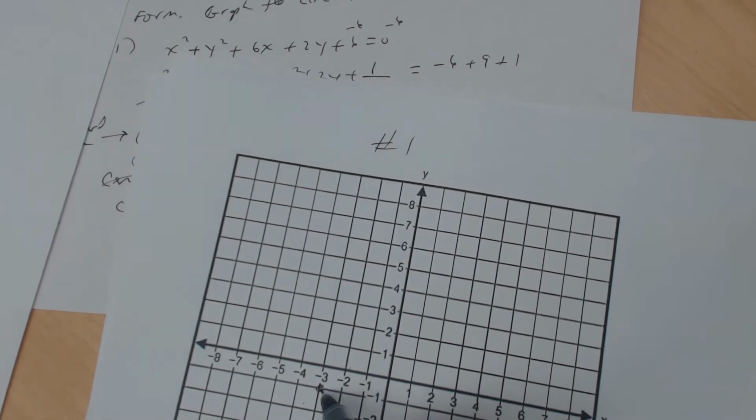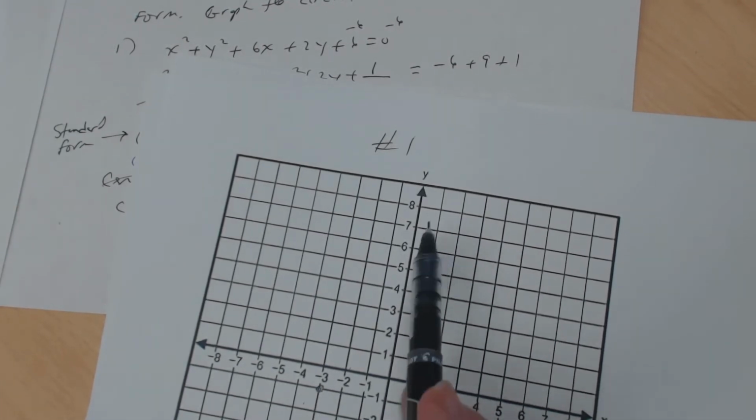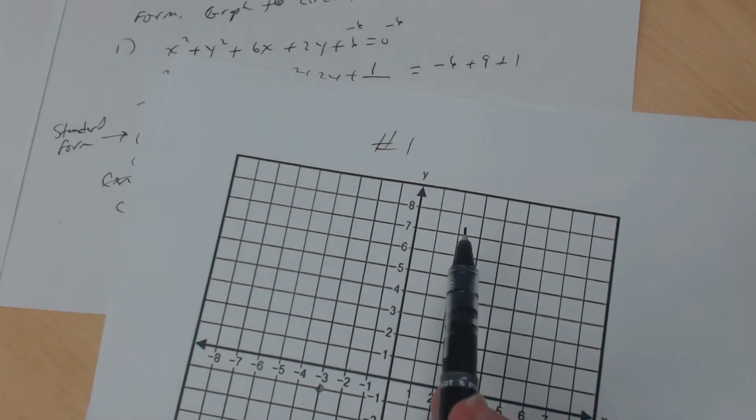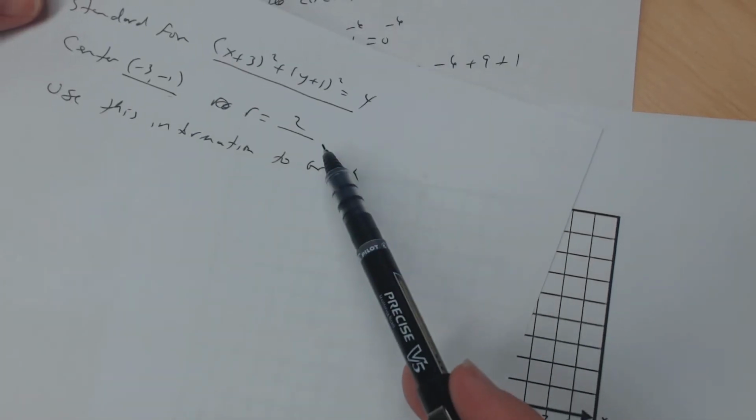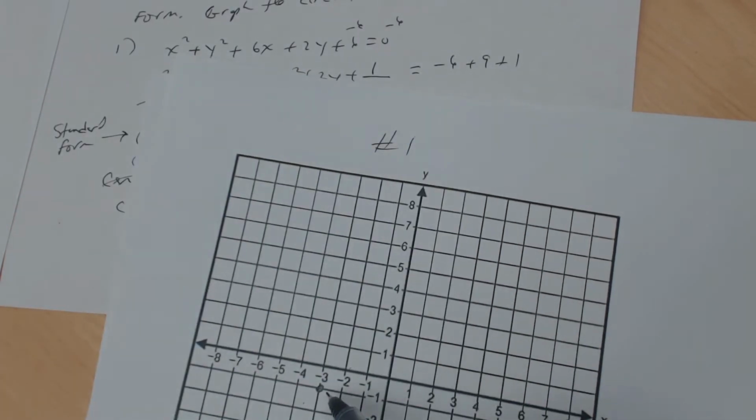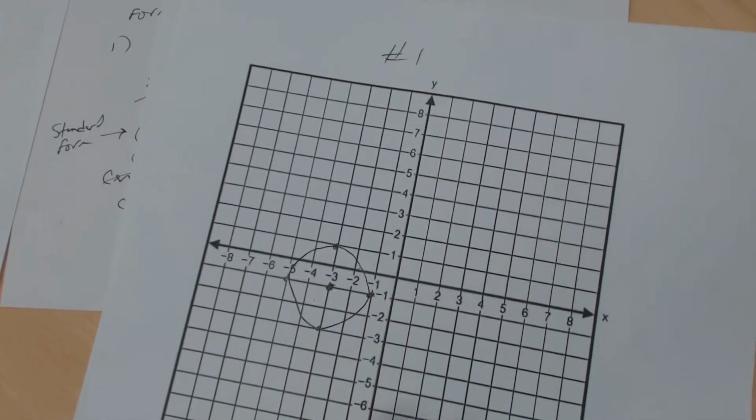So there's the center. Now remember, to graph the circle, use the radius to help you. The radius is 2. So the best thing to do is to go 2 units to the right, 2 units up, 2 units to the left, 2 units down, and then connect the dots as a circle. And then just draw the circle. Just do the best you can. And so there's your circle.